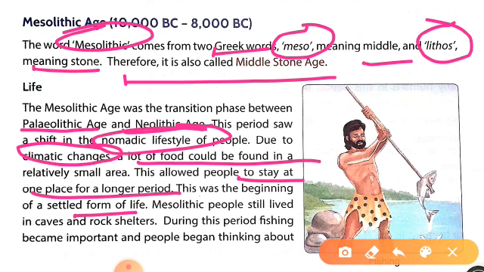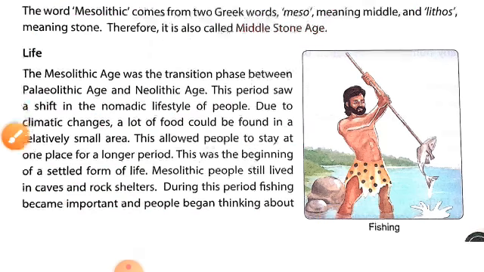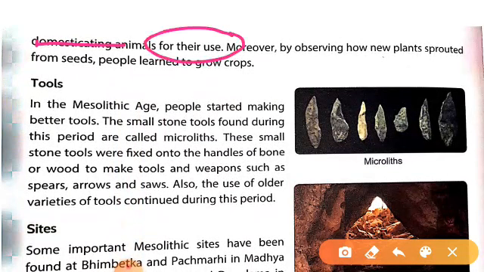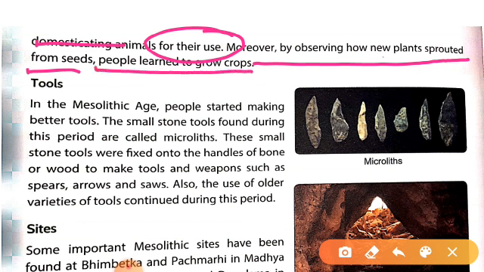Mesolithic people still lived in caves and rock shelters. At that time they were still living in caves and rock shelters. They didn't learn how to make houses yet. During this period fishing became important and people began thinking about domesticating animals for their use. So what are the two things they learned? One is domestication, another is fishing. But before that, people were only hunter-gatherers. Moreover, by observing how new plants sprouted from seeds, people learned how to grow crops also. This means people learned planting crops, or agriculture, in this period.